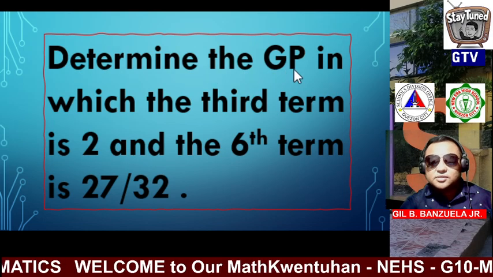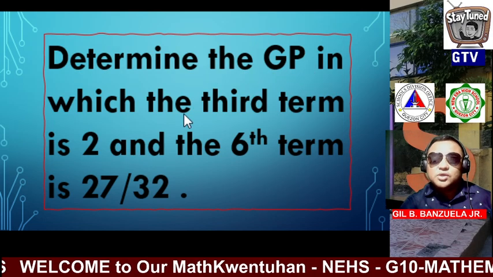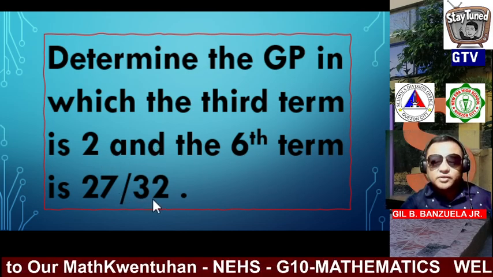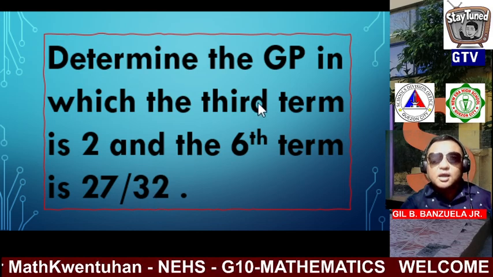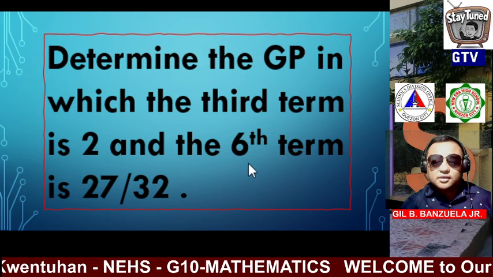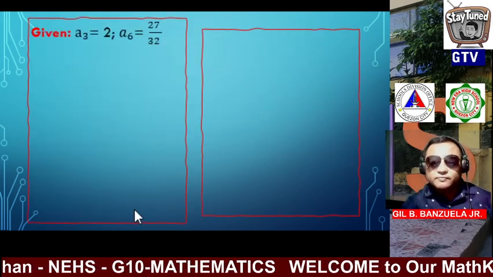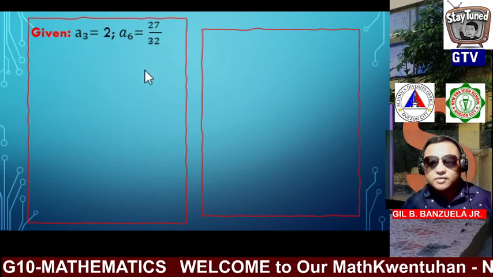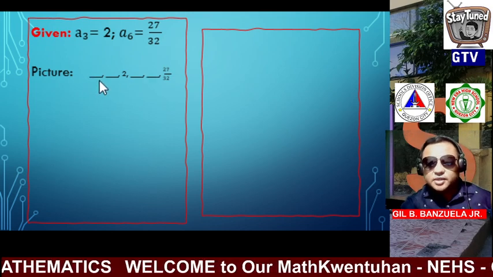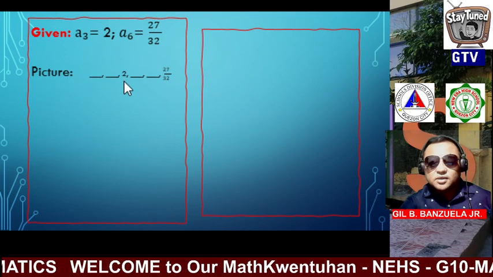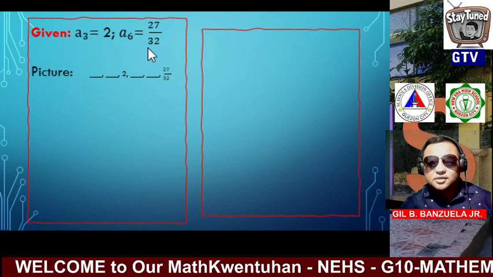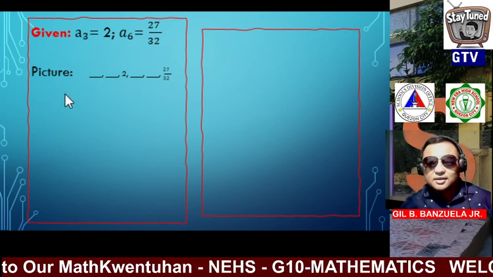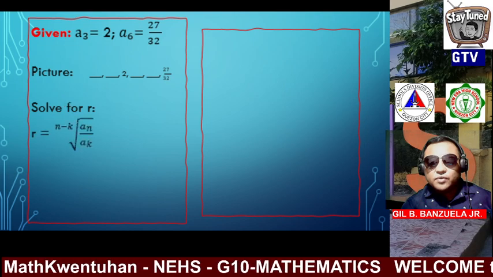Let's determine the geometric progression in which the third term is 2 and the sixth term is 27 over 32. So in this case, the given are the third term 2 and the sixth term 27 over 32. Then let's write the given. So the third term is 2, the sixth term is 27 over 32. So let's picture that out. So you have 2 blanks before 2, since 2 is the third term. Another 2 blanks before 27 over 32, since that is the sixth term. Okay? Alright. So let's solve for r.